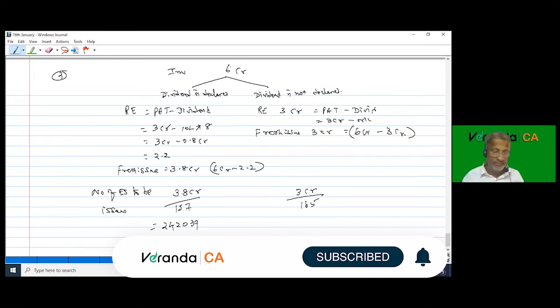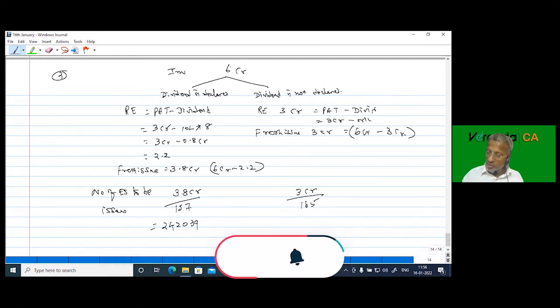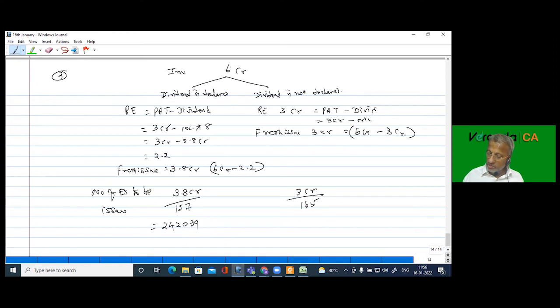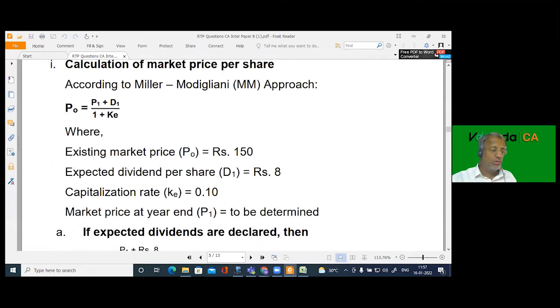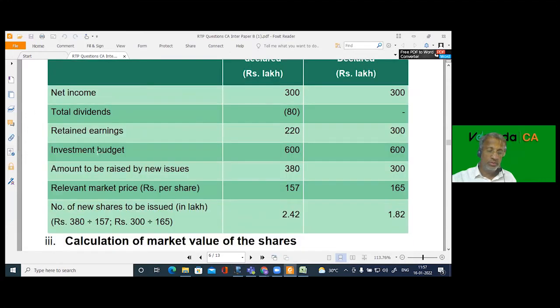Next number: 3 crores divided by 165. So here you get 1,81,819 shares. So that many shares you are expected to issue.